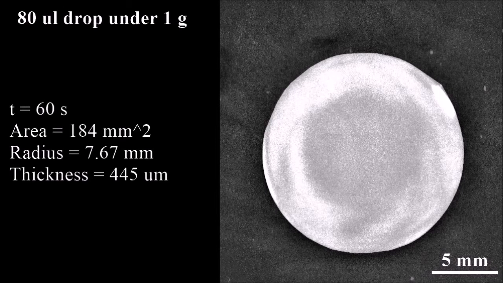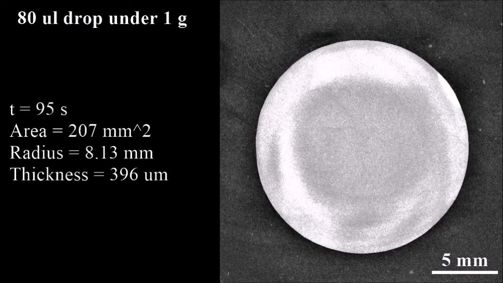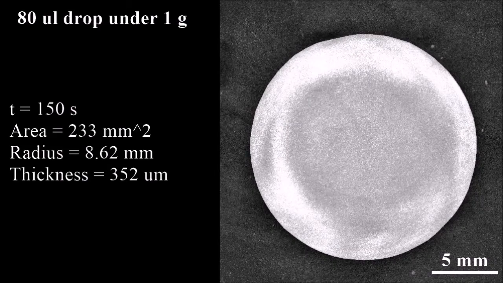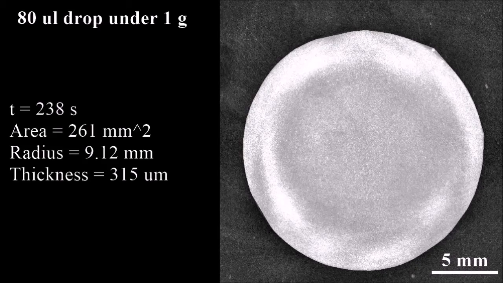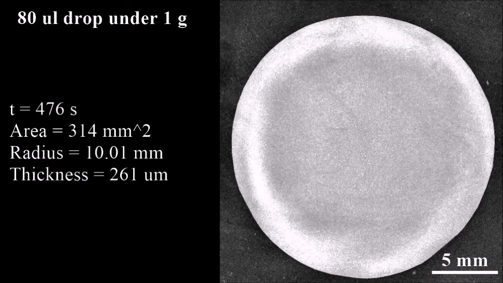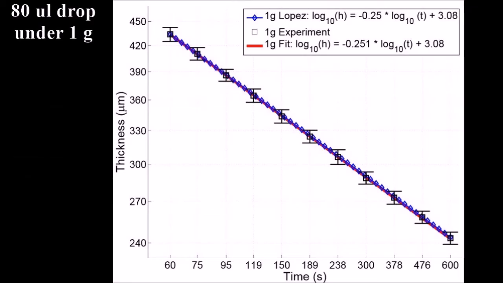These images show a puddle of 80 microliters spreading under a standard gravity of 1 G without centrifugation. The repeated measurements of spreading puddles with a radius greater than 5 times the capillary length showed agreement with Lopez's relationships. The thickness decreased proportional to t to the -1/4, and the radius increased proportional to t to the 1/8.